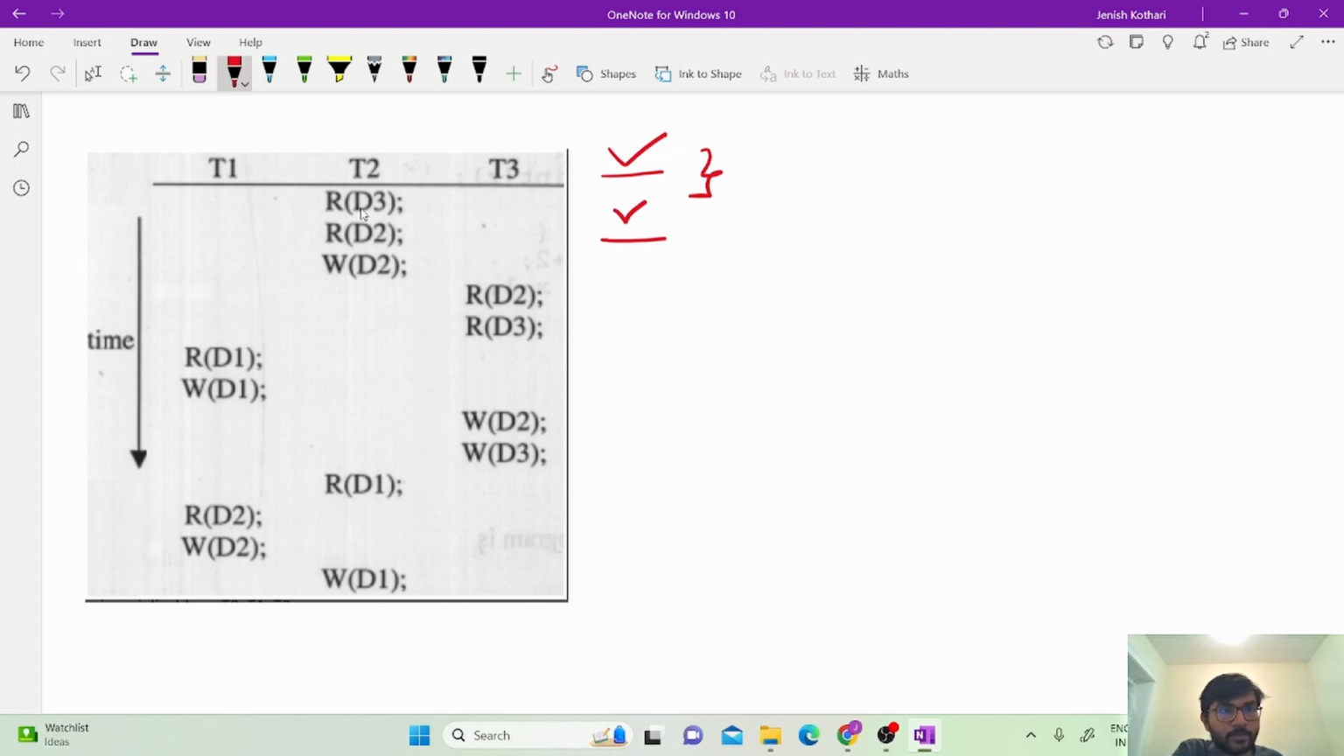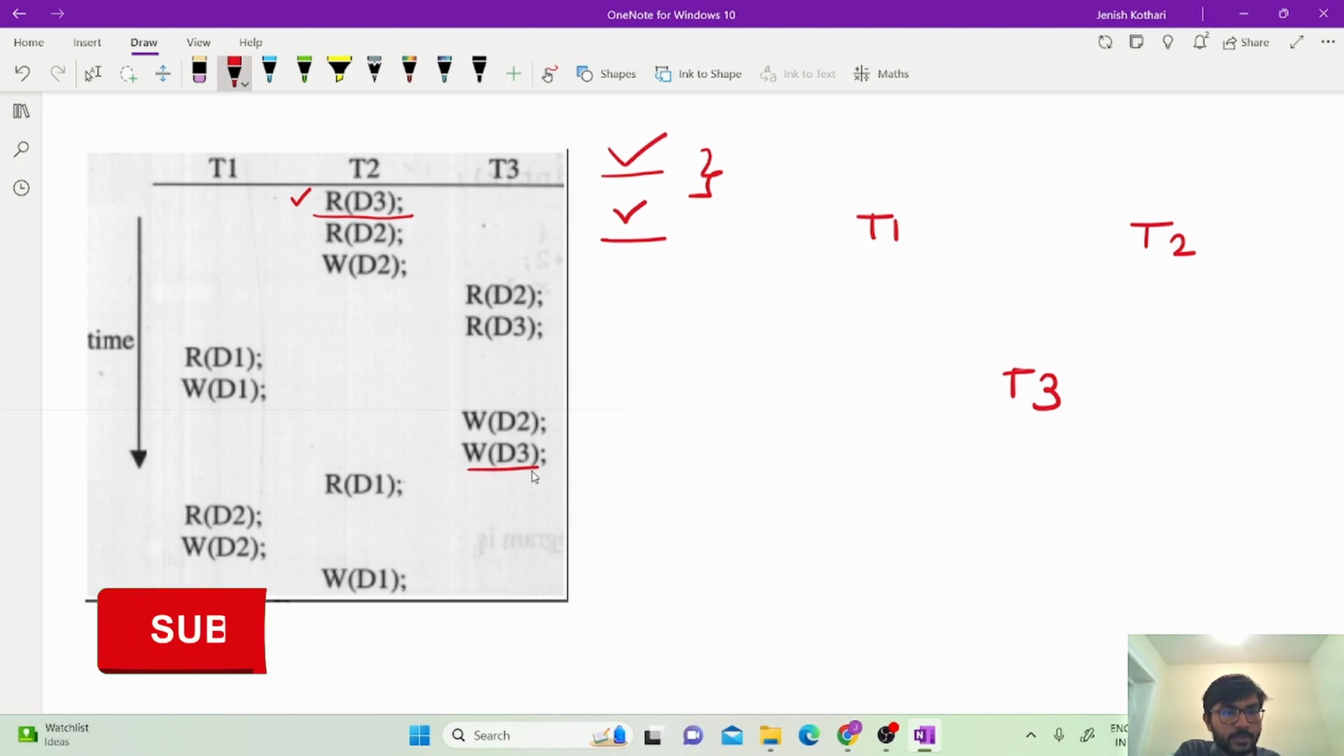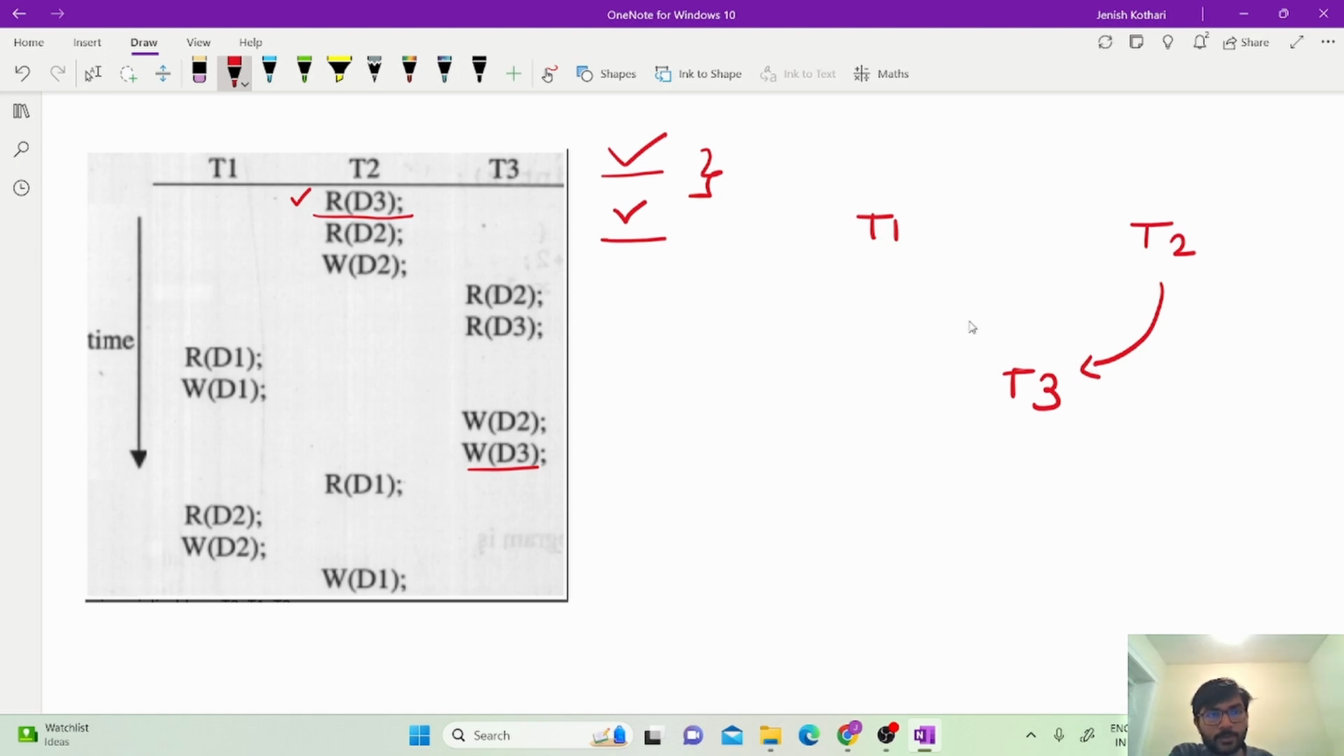So again, these are the transactions, these are the operations. Again we will have to make a precedence graph. We know that to identify whether a schedule is conflict serializable or not, we start with read of d3. We see whether there is any write of d3. Yeah, there is a write of d3. So there is a conflict between t2 and t3, and t2 has to start first before t3.